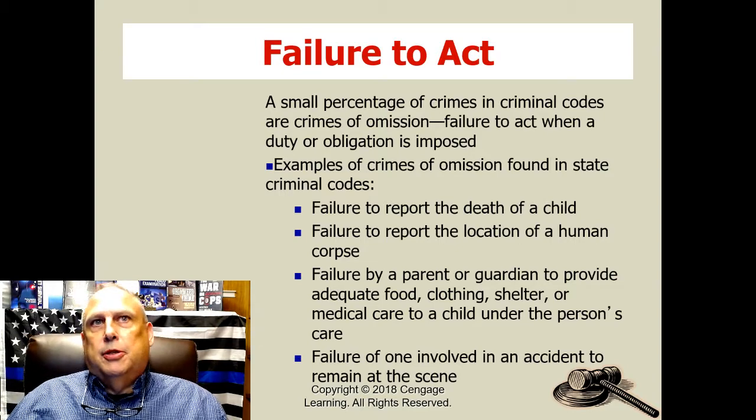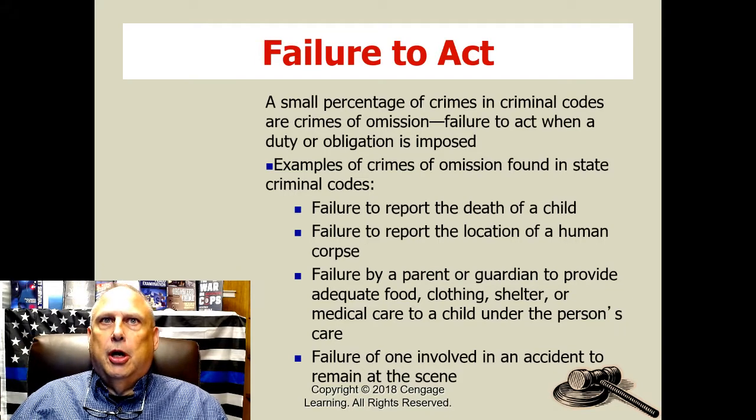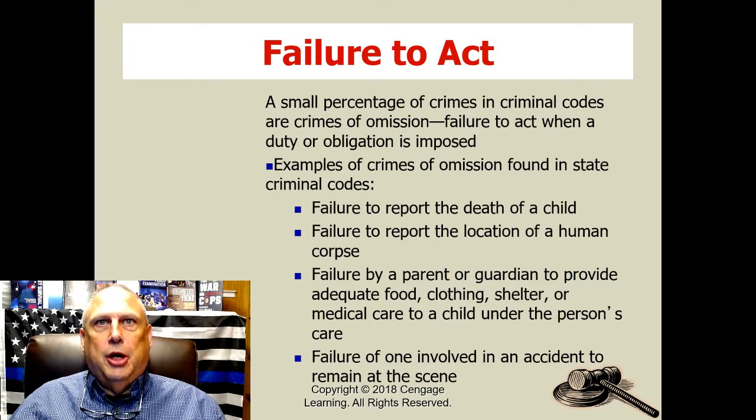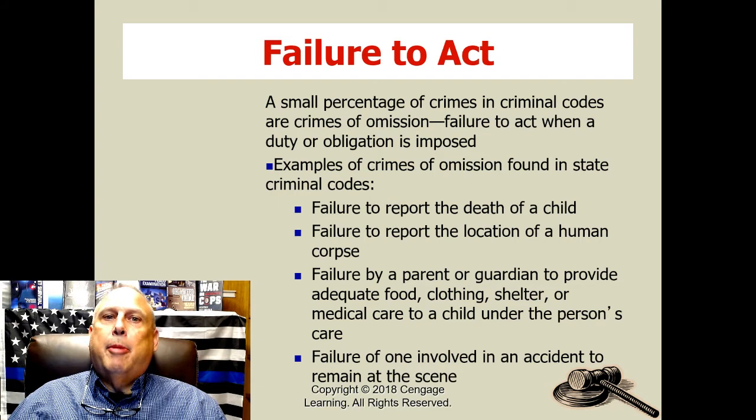Failure to act crimes. So this is a very small percentage of crimes in the criminal code which have an act of omission as an essential element of the crime. Failure to act when a duty or obligation is imposed. Some of the examples of this include the failure to report the death of a child, the failure to report the location of a human corpse, failure by a parent or guardian to provide adequate food, clothing, shelter, or medical care to a child under the person's care, and failure of one involved in an accident to remain at the scene, so leaving the scene of an accident.